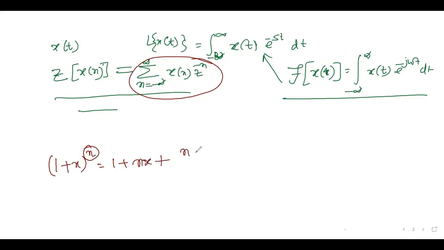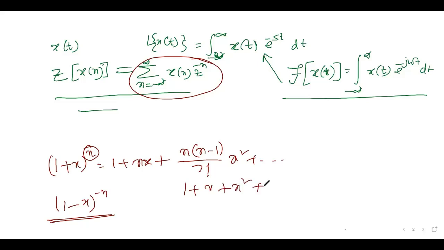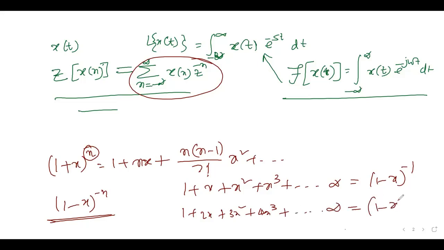1 plus nx into n minus 1 by 2 factorial x square, মনে পড়ছে কি এরকম করে করেছিলাম না? Yes, sir. So you must know this 1 minus x to the power minus n. এই ফর্মুলাগুলো শেখোনি তোমরা? 1 plus x square plus x cube up to infinity, this is 1 minus x to the power minus 1. 1 plus 2x plus 3x square plus 4x cube up to infinity, what is the value? 1 minus x to the power minus 2.